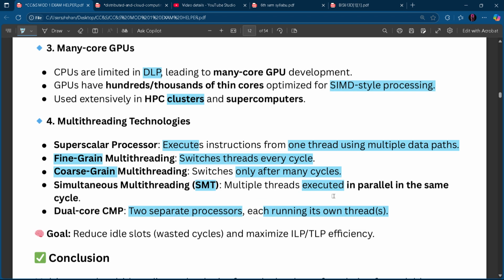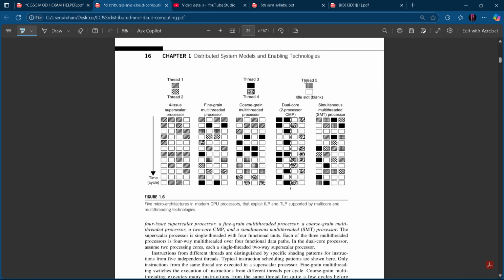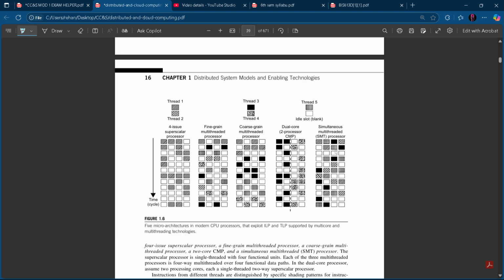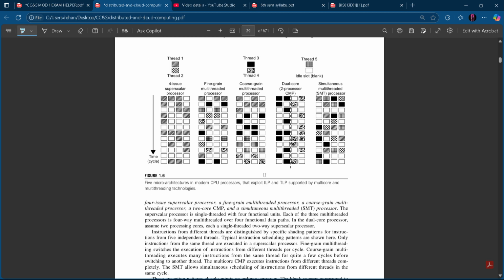As we said, multiple threads execute in parallel at the same time. So in the same line, you have more than one type of thread. In each cycle, different types of threads are being executed simultaneously.